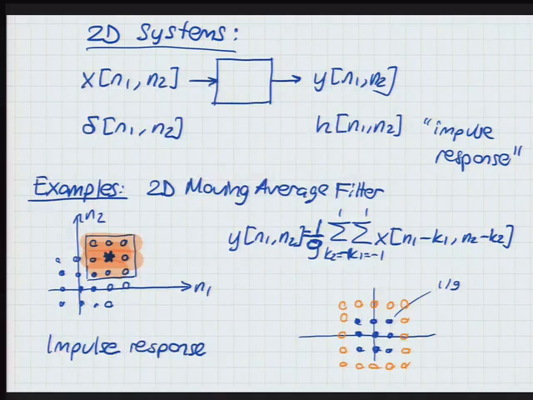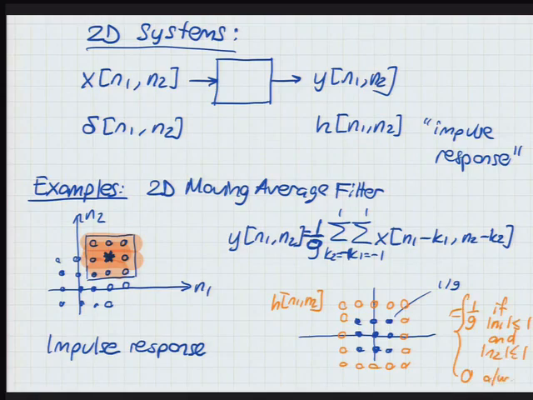Okay? So that's our h of n1 and n2. Or I could just say that's equal to 1 over 9 if the absolute values of n1 and n2 are less than or equal to 1, 0 otherwise. But the picture is easier to look at. Okay, so what would be an analog of an LTI system then?